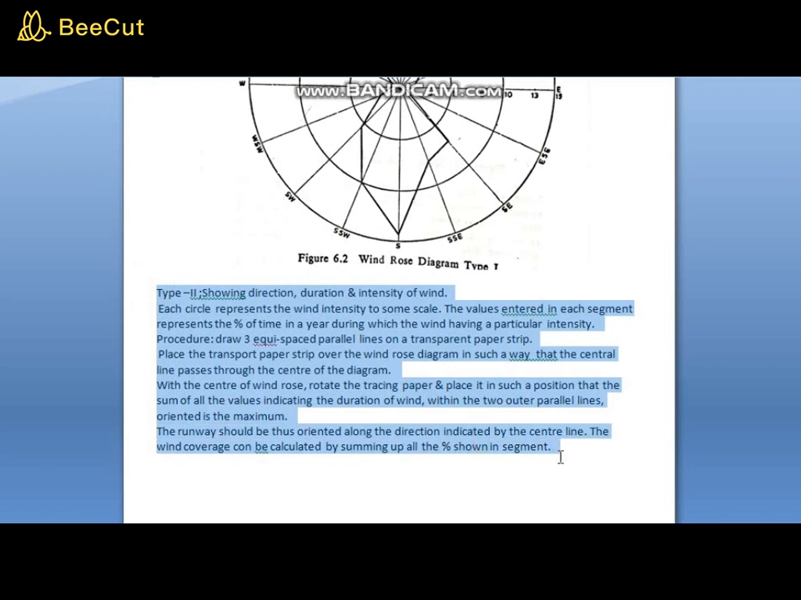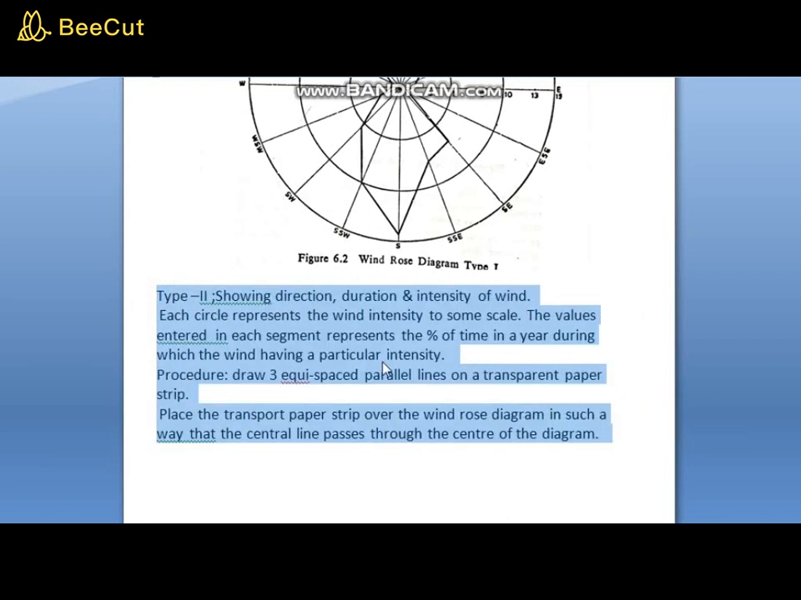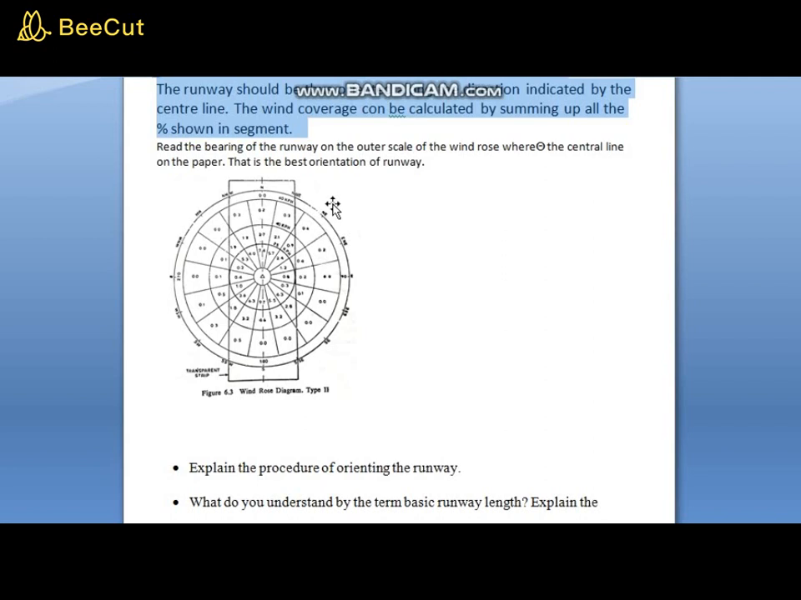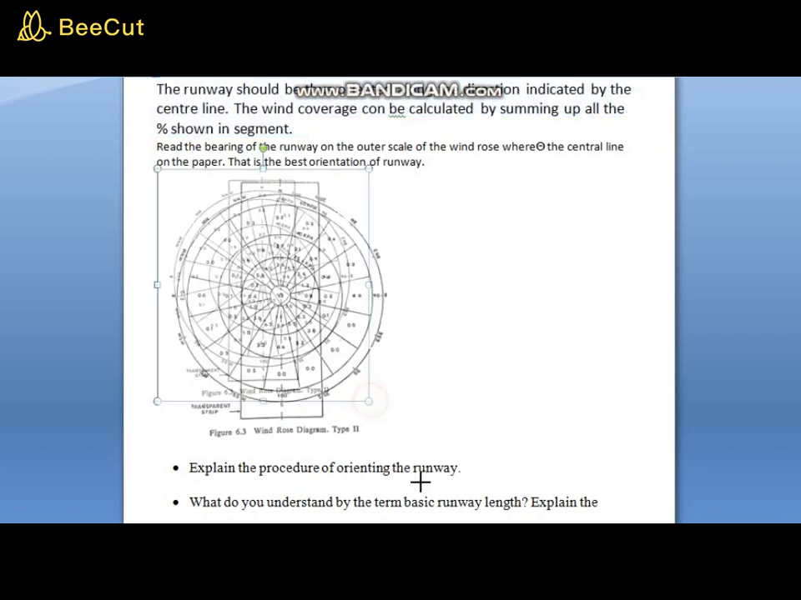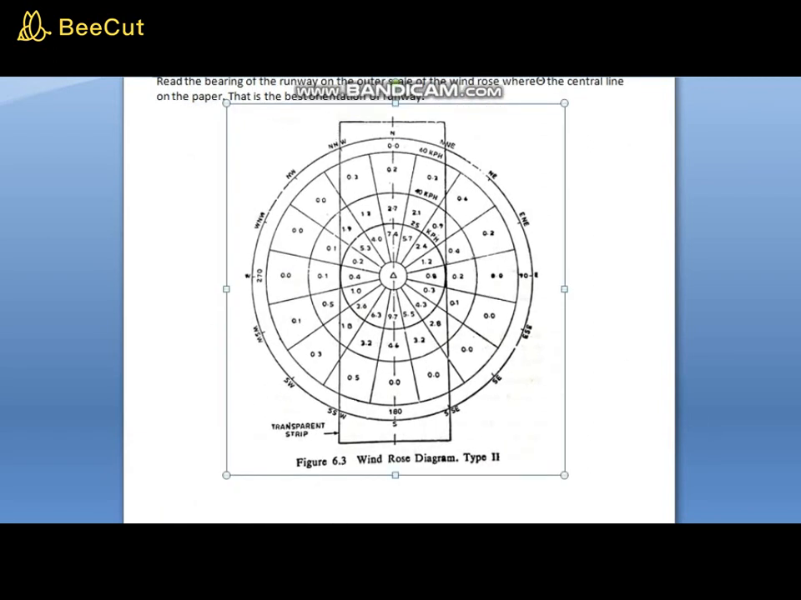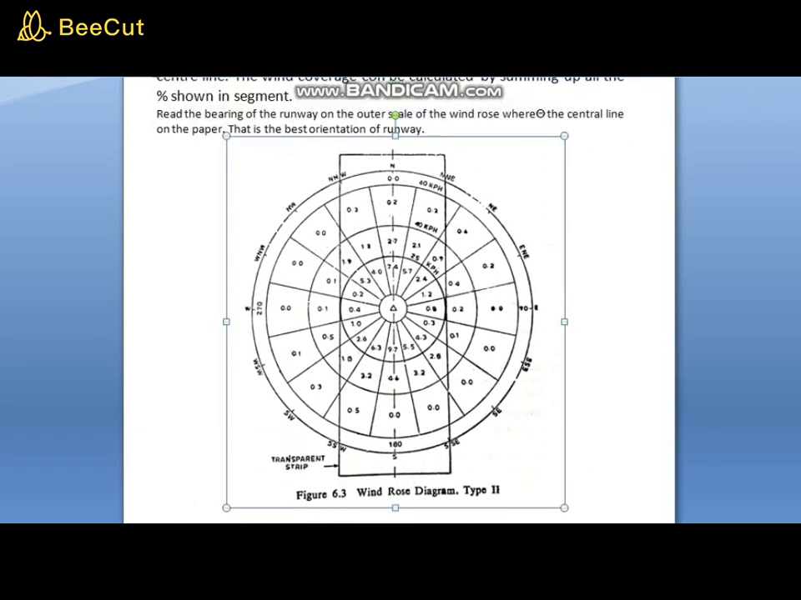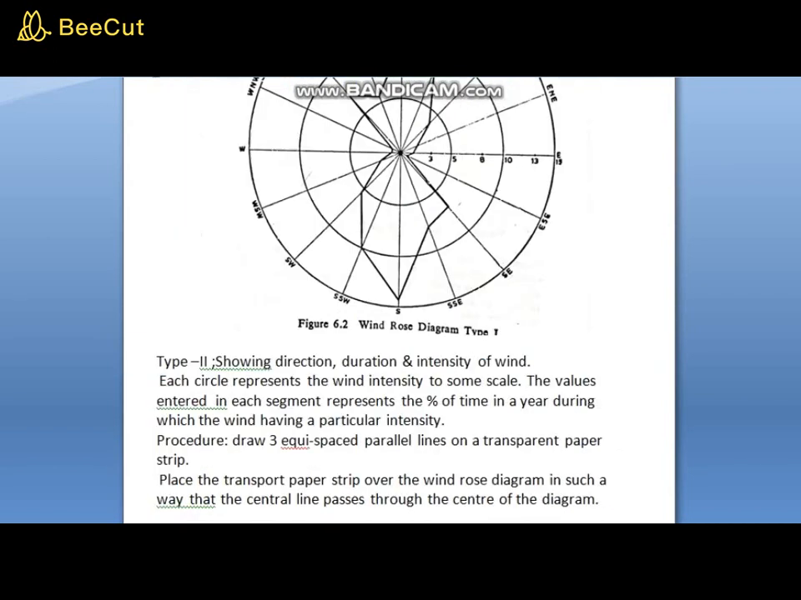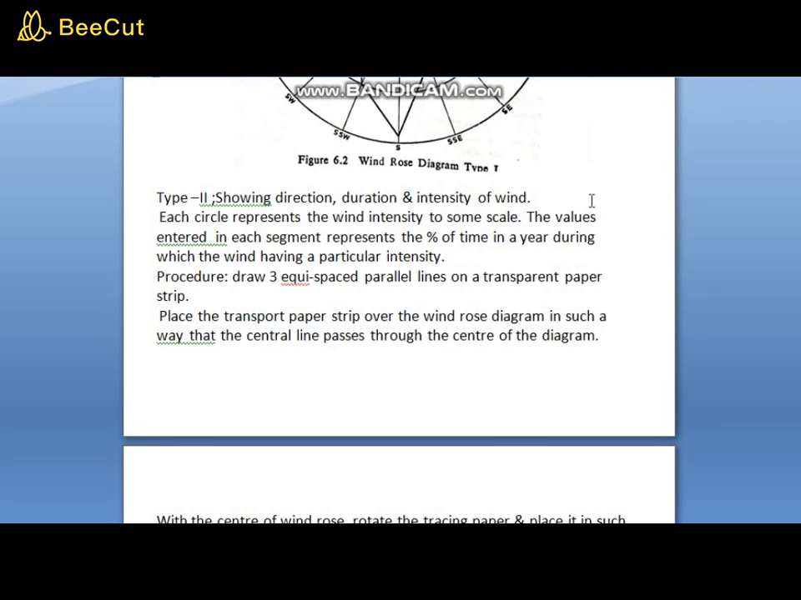When we talk about type 2, this is a diagram of type 2. Here three things are shown: direction, duration and intensity of wind. This is nothing but Windrose diagram type 2, showing direction, duration and intensity of wind.